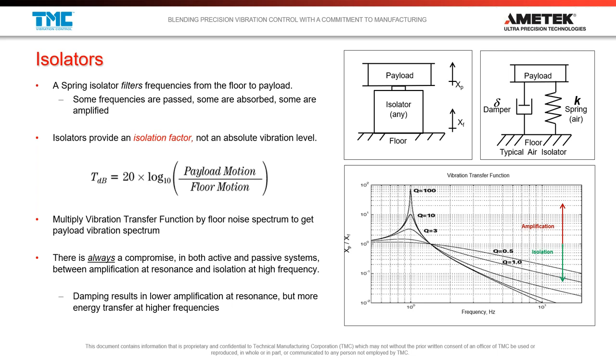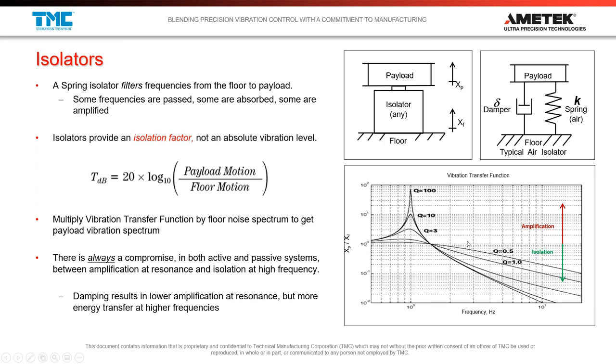And to get rid of that amplification, you need to trade off performance at different frequencies. So on the right-hand side is a graph, and it's a very, very basic graph, but it's a really good example of the kind of trade-offs you always deal with when you're talking about isolation systems. And it's a standard damped mass spring system. And we have your frequency on the x-axis, and on the y-axis, you have the relative transfer function.